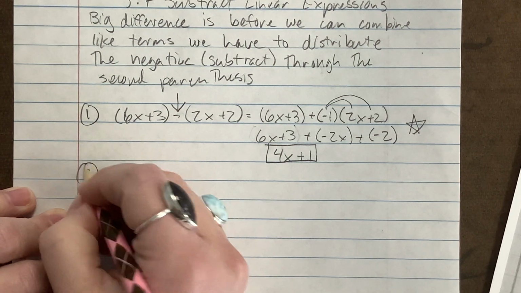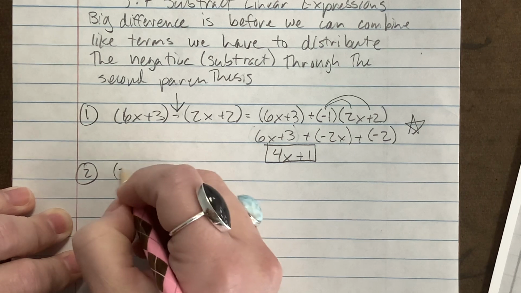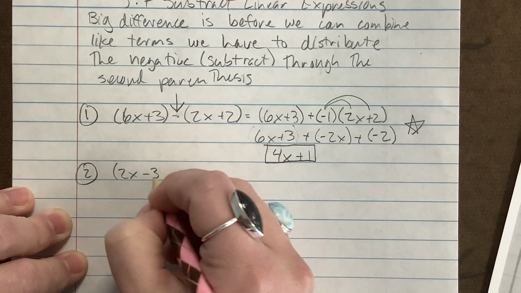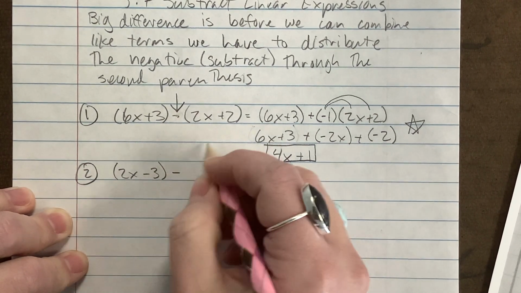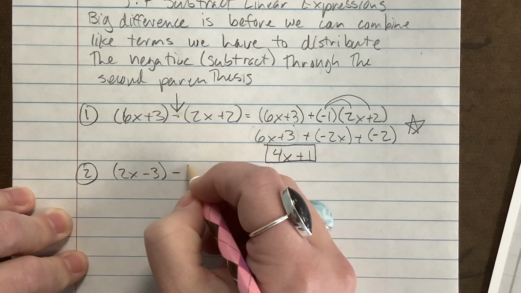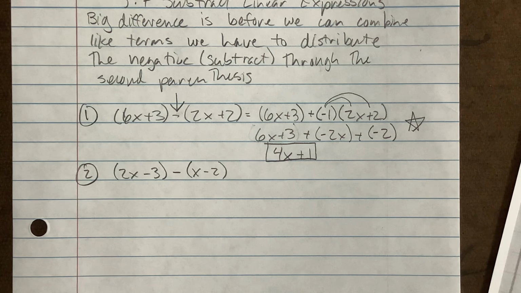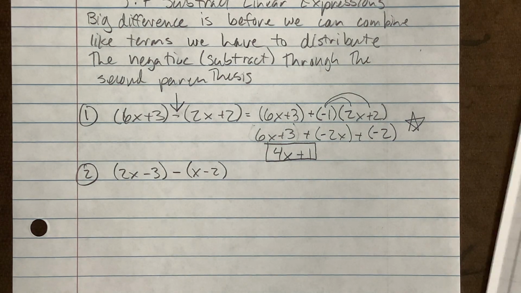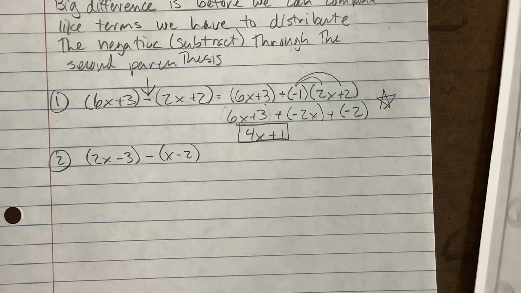Okay, but again, this idea is the key. Let's try another one. 2x minus 3 minus x minus 2. I really do think the easiest way to think of this is to just rewrite it with, instead of subtracting, we're adding negative 1.